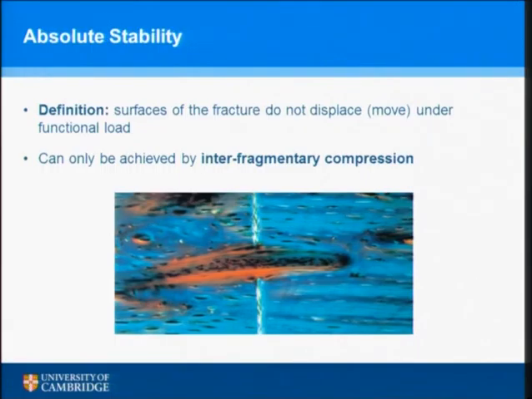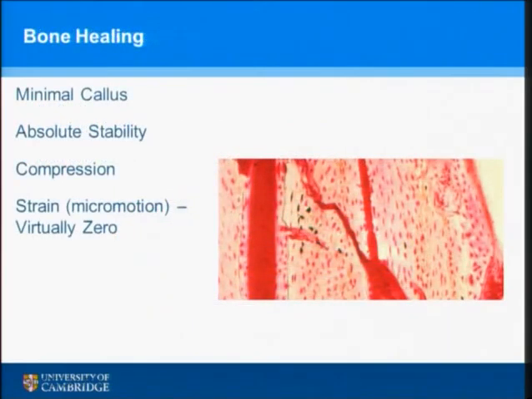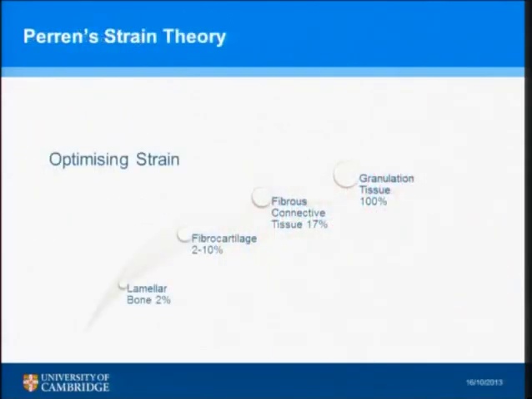So if you define absolute stability, the definition is that the surfaces of the fracture would not displace or move under any functional load. And this can be achieved with interfragmentary compression, which is what you're trying to achieve. In this type of fracture healing, you have minimal callus, so you will not see callus formation. The fracture is completely compressed, and the strain is virtually zero, so there's hardly any motion there. It's micromotion.